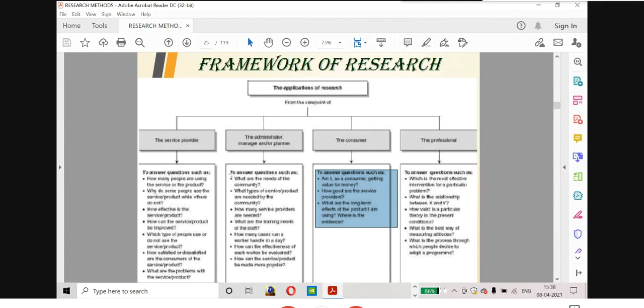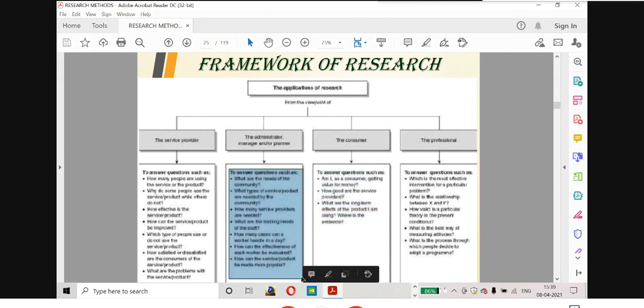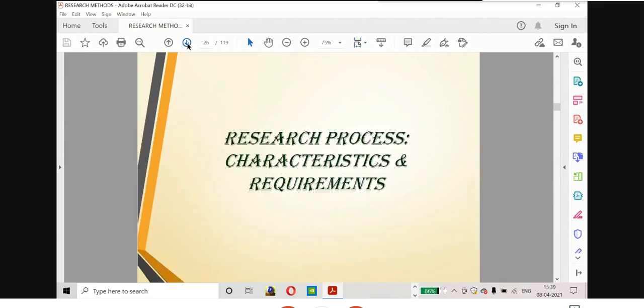Suppose I put you a question. As an administrator, researcher as an administrator, list down the questions to which answers are required, to be provided by the concerned researcher. So that is about the status of a researcher in the perspective of different people.